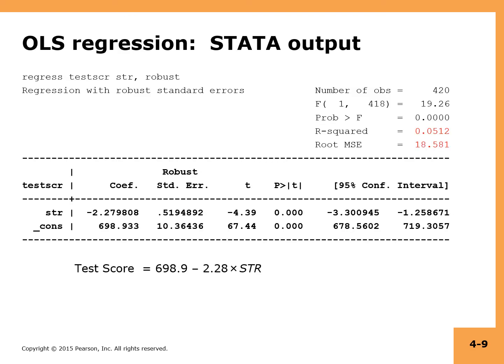Here's an output from Stata where we run a regression of test score on STR. You may have seen this in the previous lecture. When you run the regression command on Stata, it actually gives you the R-squared and RMSE value, as well as the coefficients for beta 1 and beta 0.